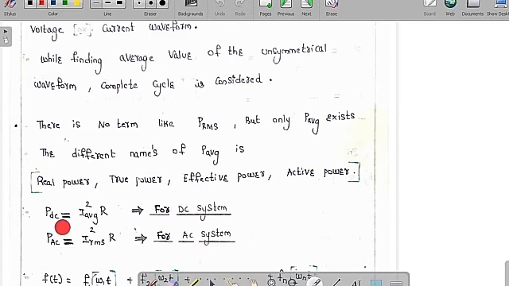For a DC circuit, P DC is equal to I average squared R, but for an AC circuit, P AC is equal to I RMS squared R. So replace I by I average for a DC circuit, but replace I by I RMS for an AC circuit.